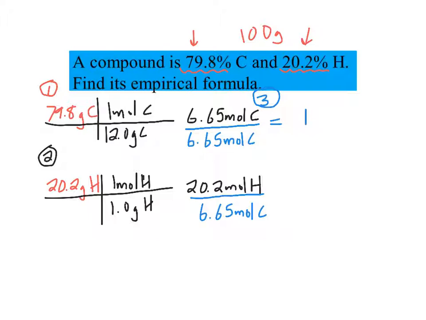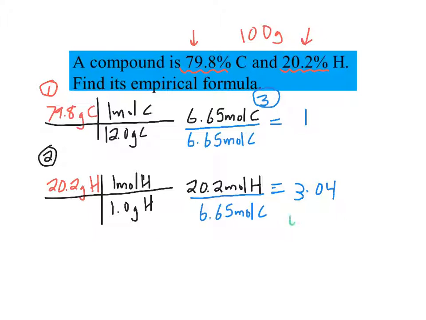The other one, I'm going to get a value of 3.04. I'm going to round that. So step 1, percent to mass. Step 2, mass to moles. Step 3, divide by smallest. And then step 4, round till whole.